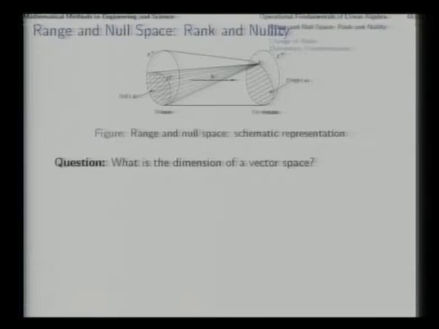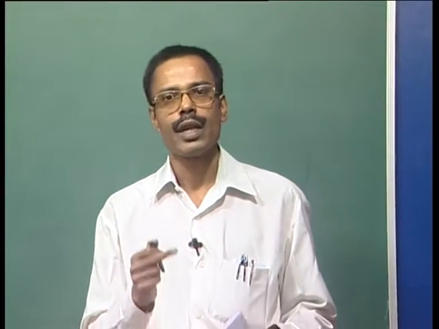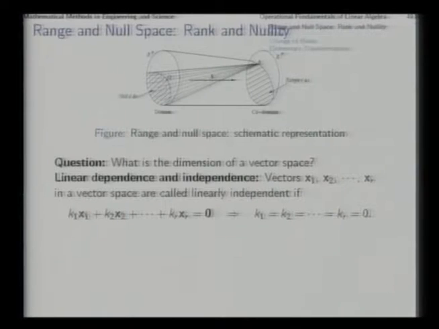So, for that we need to talk about linear independence of vectors, linear dependence and linear independence. In a vector space, suppose we take several vectors x1, x2, x3 up to xr, r vectors we have taken. Now, when do we call these vectors linearly dependent or linearly independent?